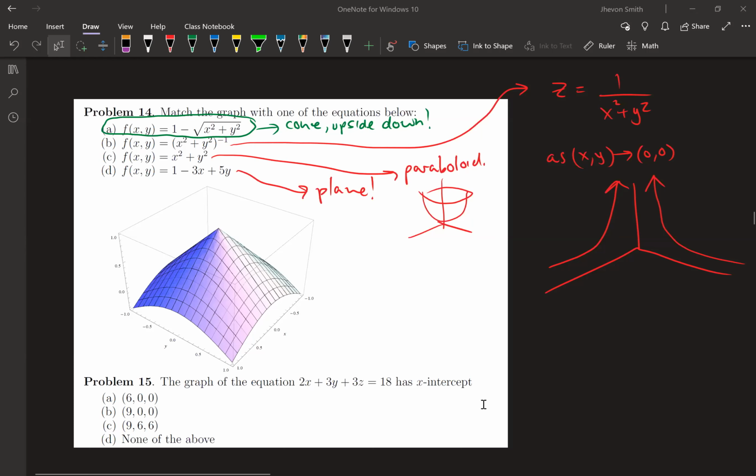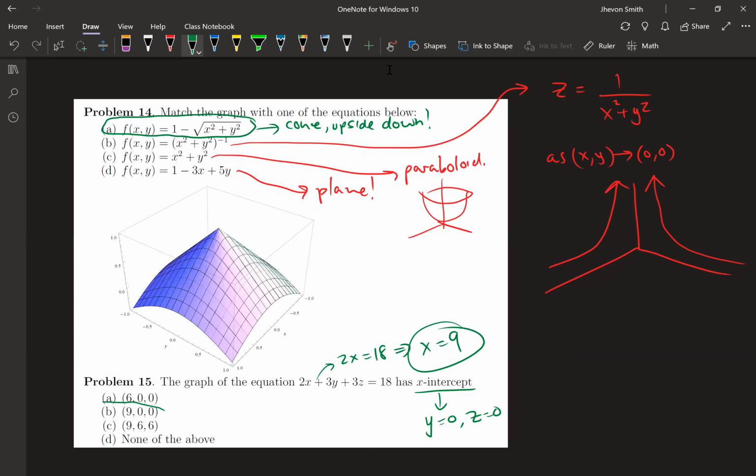Problem 15. This one shouldn't be too bad, so I'll give you like 10 more seconds. Okay, so I have 30% believing it's A and 88% believing it's B. Of course, the x-intercept means that y equals 0 and z equals 0, which means when you plug it in here, you would get 2x equals 18, which would give you that your x should be 9. So you have (9, 0, 0). It is B.